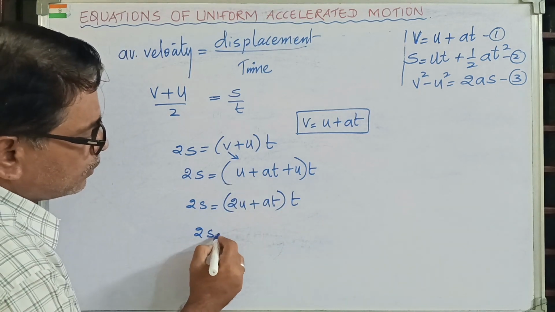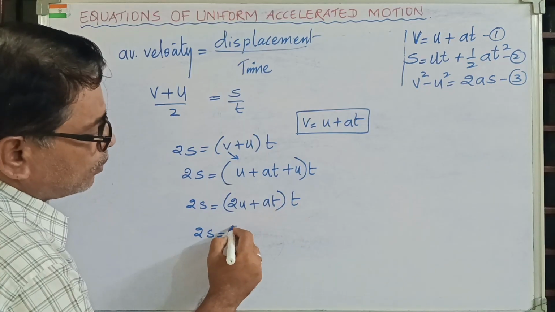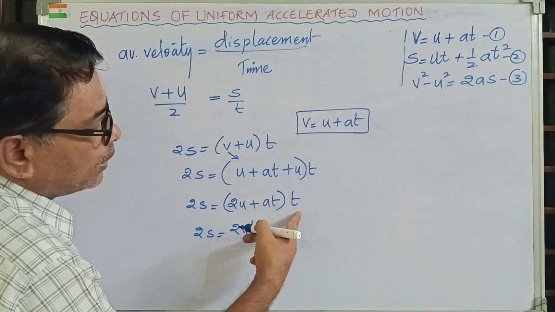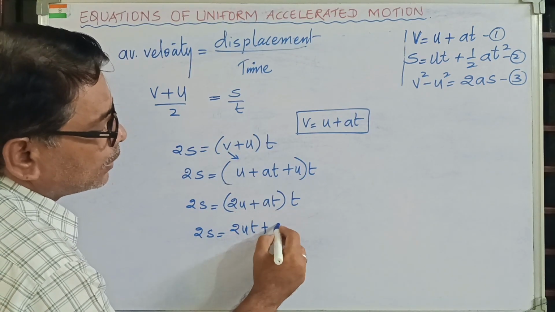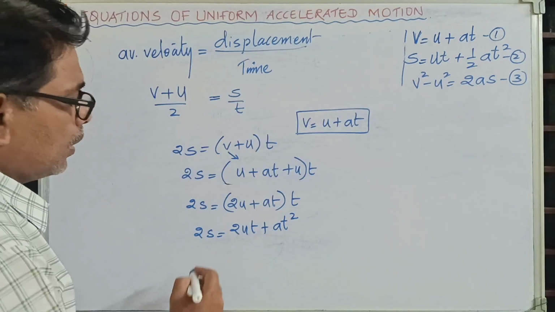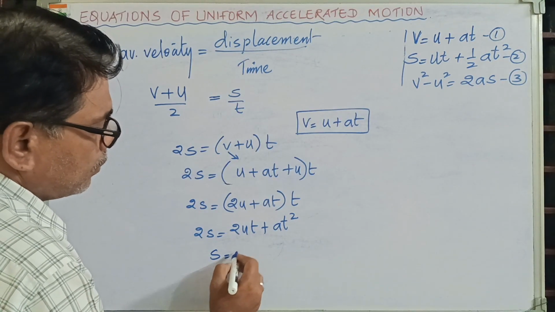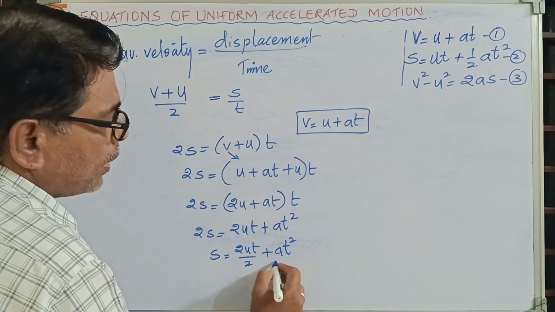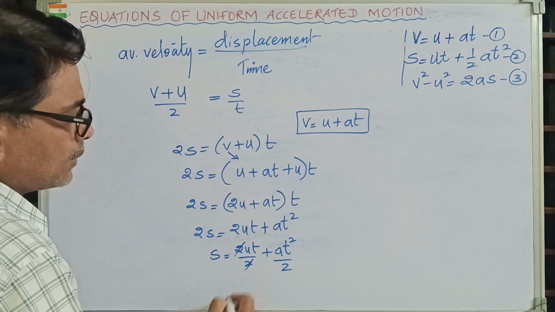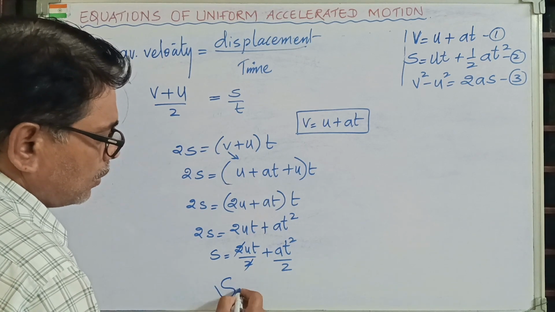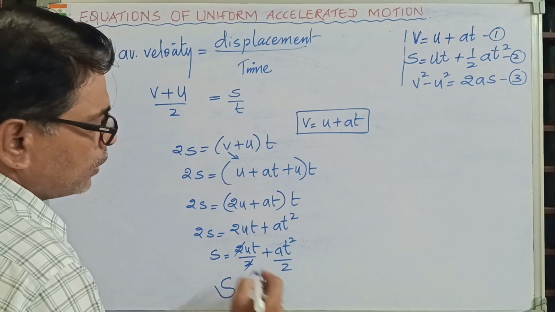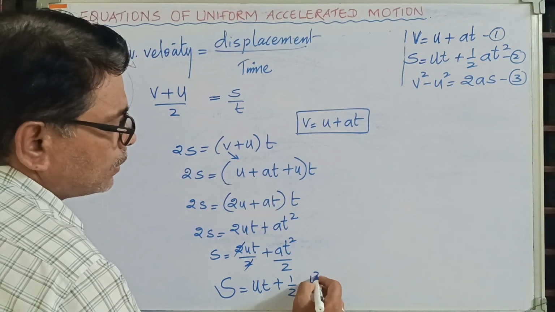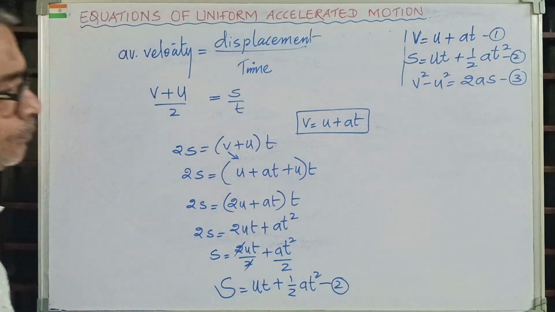Therefore again, 2s is equal to 2u into t. So you are multiplying 2u with t, which is outside the bracket. So it is 2ut, okay, plus at into t. So it is at square. Now send 2 to the other side: s is equal to 2ut by 2 plus at square by 2. So this 2 and 2 get cancelled and you get the equation s is equal to ut plus half, the numerical value I separated, for at square. This is your equation 2.